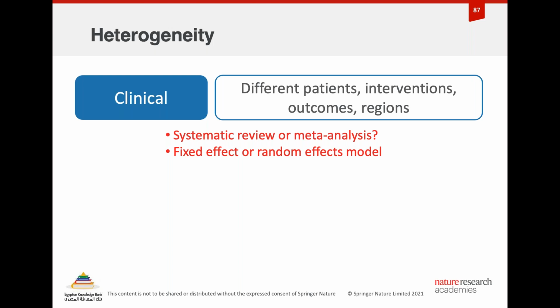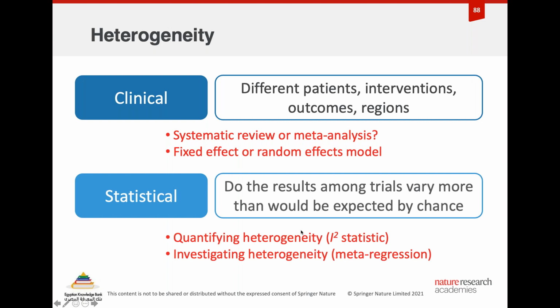So clinical heterogeneity helps you define, should you even do a meta-analysis to begin with? And if you do a meta-analysis, what type of model should you be using? But there's also statistical heterogeneity, and this is going to be a statistical test: the Cochrane Q test and the I-squared statistic. Then there are ways you can help to evaluate and understand that heterogeneity with meta-regression, subgroup analyses, and sensitivity analyses.